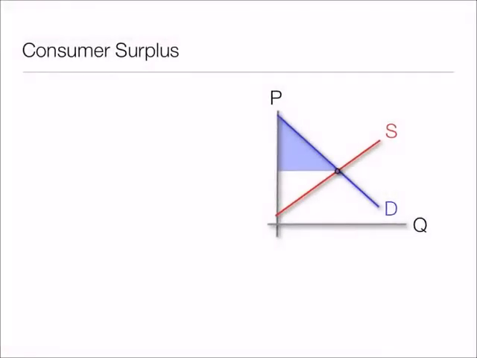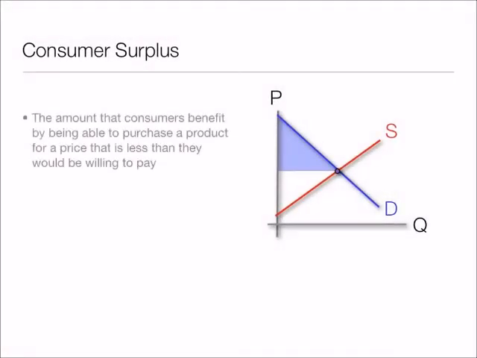Consumer surplus is the amount that consumers benefit by being able to purchase a product for a price that is less than they would be willing to pay. They paid less than they would have been willing to pay. That's all that means. They got a good deal.